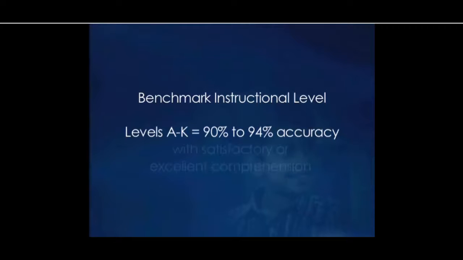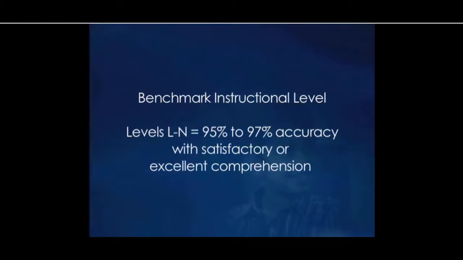Now find the benchmark instructional level. At this level, the student can read for meaning with teacher support. For levels A through K, the instructional level is the highest level the student can read with 90 to 94% accuracy and a comprehension rating of satisfactory or excellent. If the child is reading at levels L through N, there are higher criteria for accuracy. The benchmark instructional level is the highest level the student can read with 95 to 97% accuracy and a comprehension rating of satisfactory or excellent.